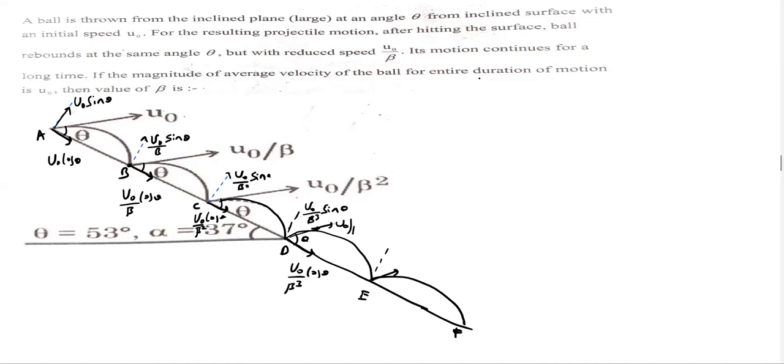I don't have place. I'm dumping everything here only. u0 by beta to the fourth. So the y component of velocity normal to the incline will be u0, and we have the range. One particular, this we will call range R1, R2.